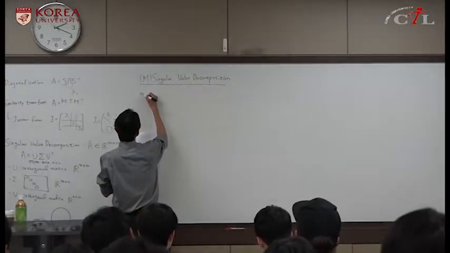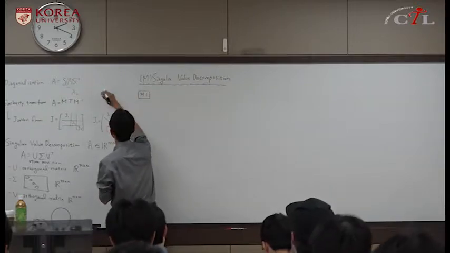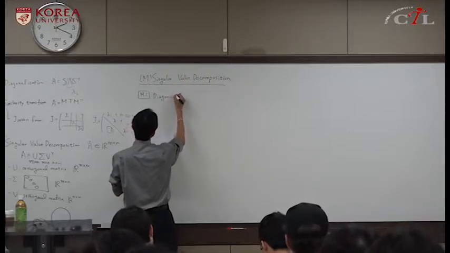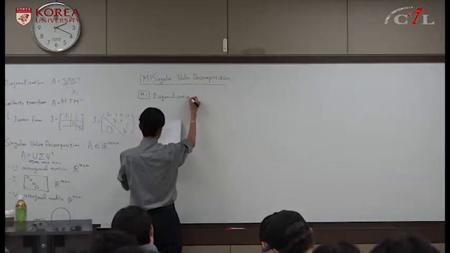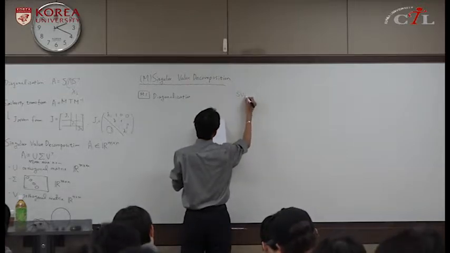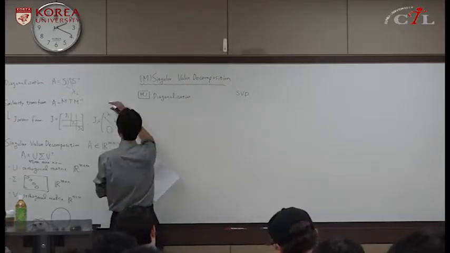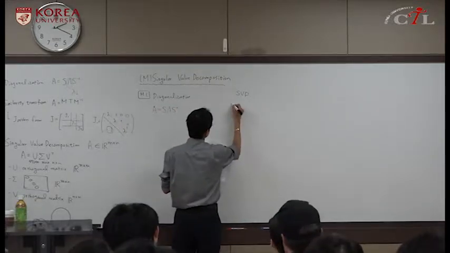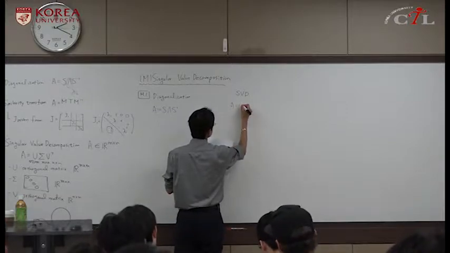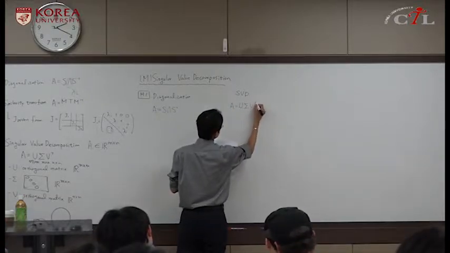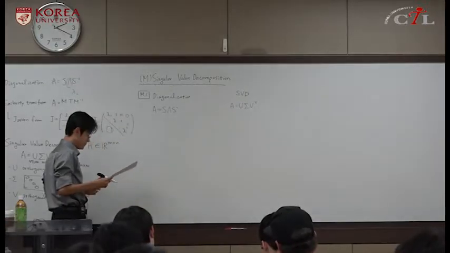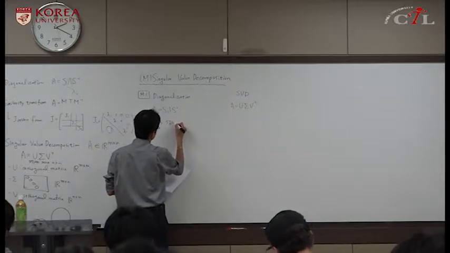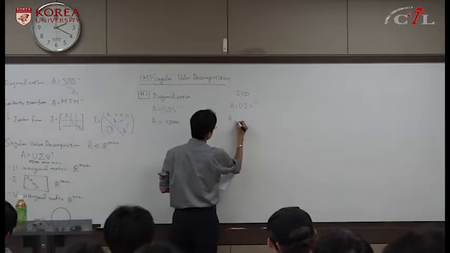So first, let's compare this singular value decomposition with diagonalization, because we are already accustomed to diagonalization. Diagonalization and singular value decomposition. In diagonalization, A is a square matrix and given like this. And in singular value decomposition, it doesn't need to be a square matrix. It's given like this. So A is square and A is rectangular.